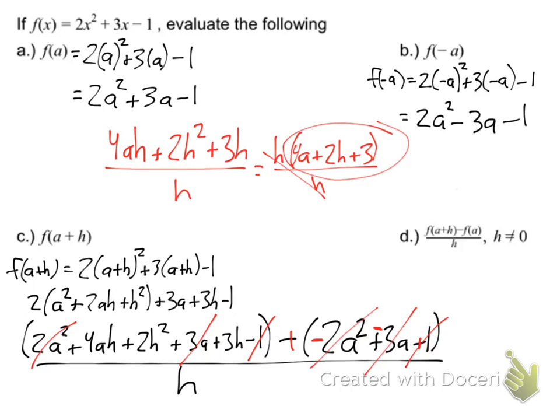Here's the thing. Eventually, you would take the limit of this and say, what if h does go to 0? Then you're left with 4a plus 3, right? Guess what, guys? 4a plus 3 is the derivative of this equation. And how you take a quick derivative is you take the exponent, multiply it to the coefficient. 2 times 2? 4. Subtract 1 from the exponent is 1. So that'd be 4x, right?